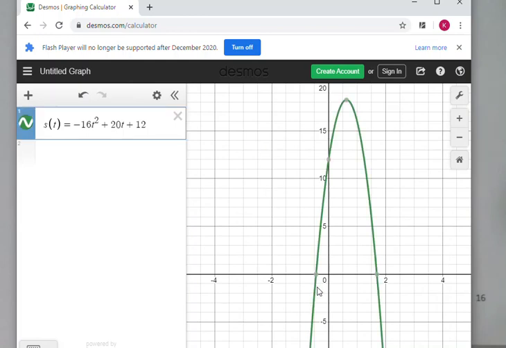I can see that this parabola has zeros at negative 0.443 and at positive 1.693. Now, since t represents the time since the ball was thrown, I wouldn't be interested in a negative t value. That was before we ever threw the ball. So I'm really interested in this positive one. t equals 1.693.